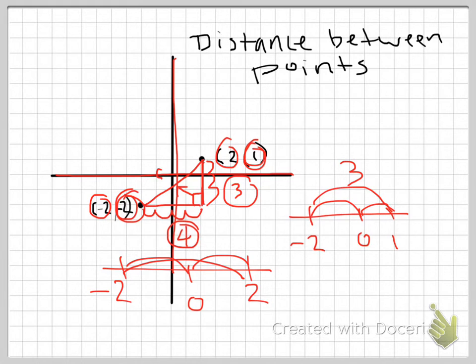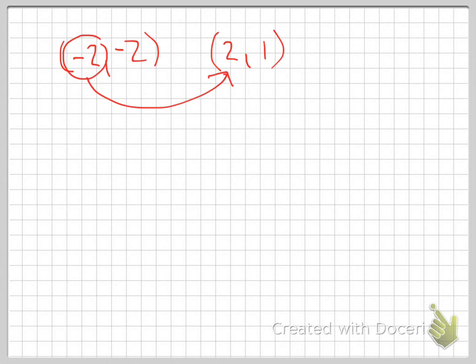So if I did not have the coordinate plane, but I knew the points, negative 2 and 2, 1, I could just say, well, how do I get from negative 2 to 2? Well, that distance is 4. That's my first leg. How do I get from negative 2 to positive 1? That would be a distance of 3. Those become the legs of my right triangle, so that's my A and my B.